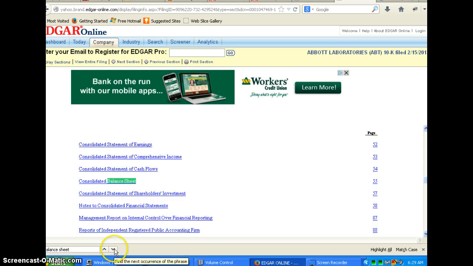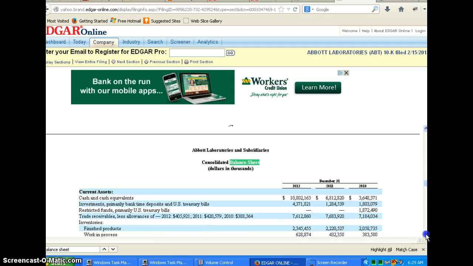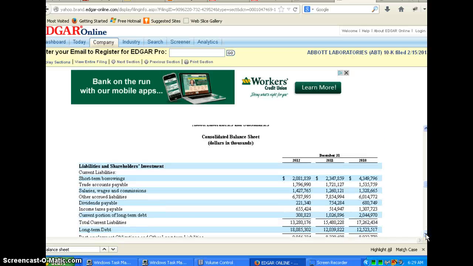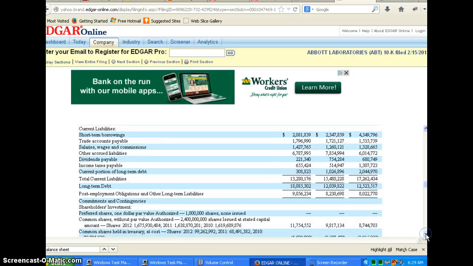Consolidated balance sheet, page 55. Consolidated balance sheet. Here we go. So this is historical 3 years, 2010, 11, and 12. Long-term debt. Long-term debt right here.